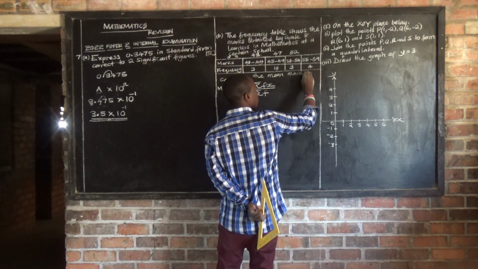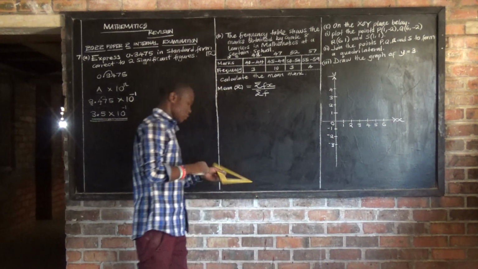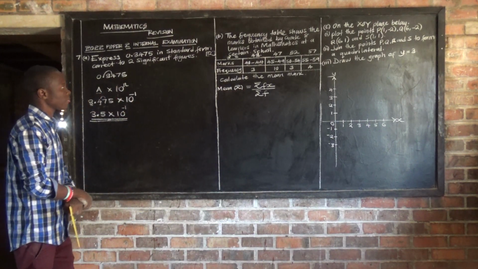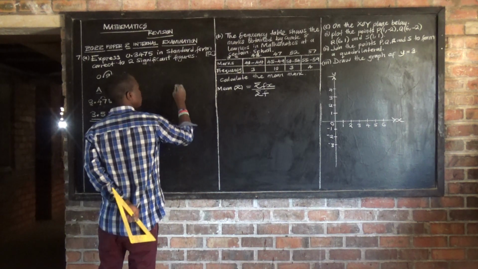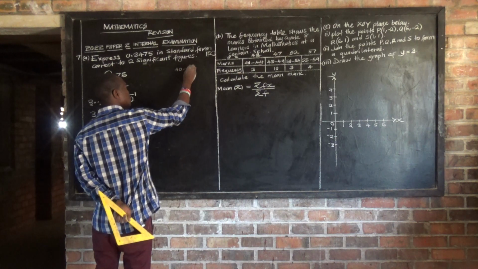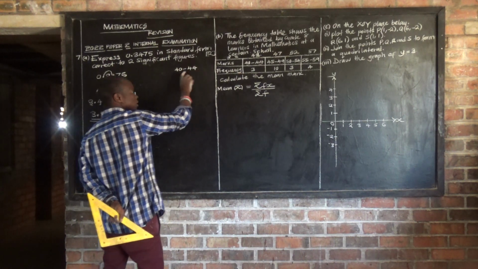55 to 59 is what? 57 now. For those who are unable to know what we're doing, the first range is 40 to what? 45. So we're saying the number which is in between, the midpoint, is what?